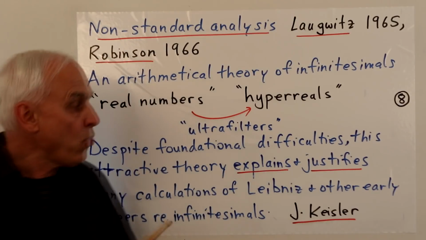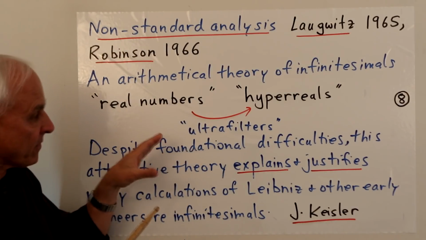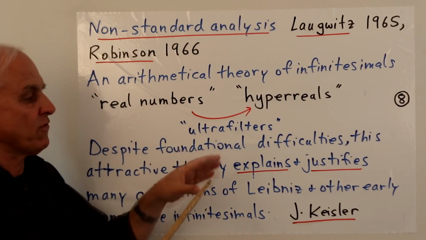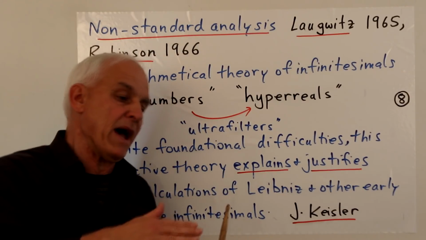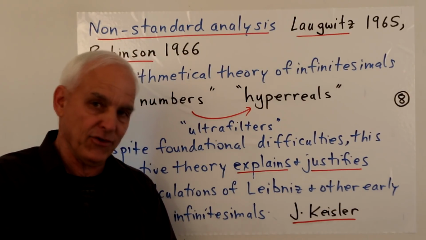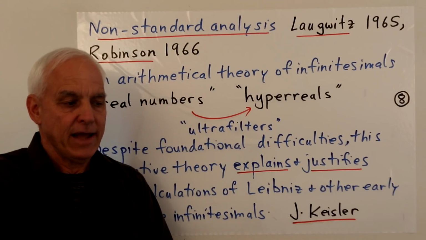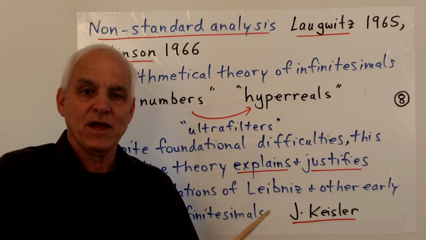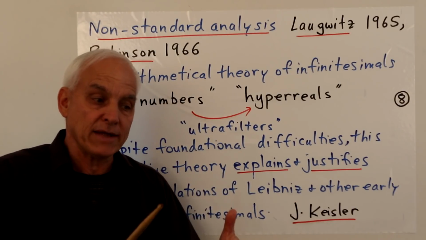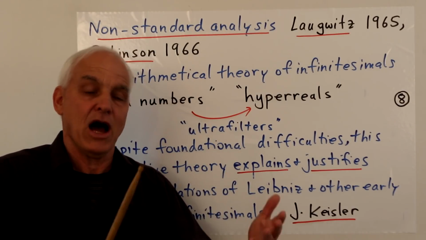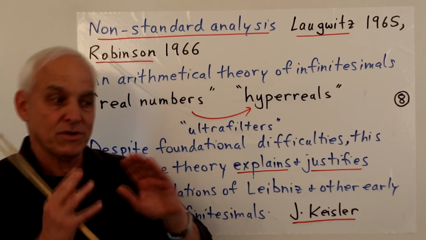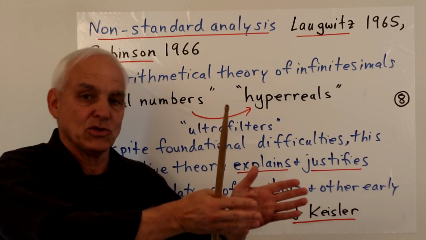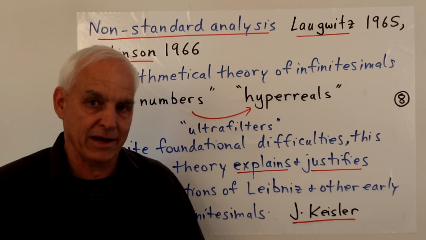So with this orientation of non-standard analysis, it was possible to go back to Leibniz and the Bernoullis and Euler and see what they were doing in a new light. In fact, to sort of justify some of the things that they were doing that at the time were questioned, and even previous to non-standard analysis was looked down upon a little bit by analysts.